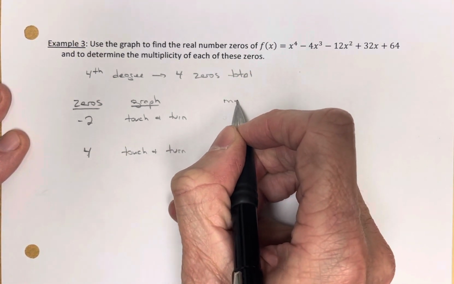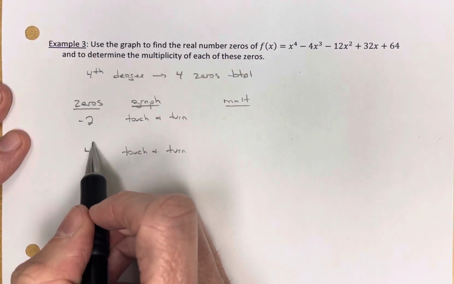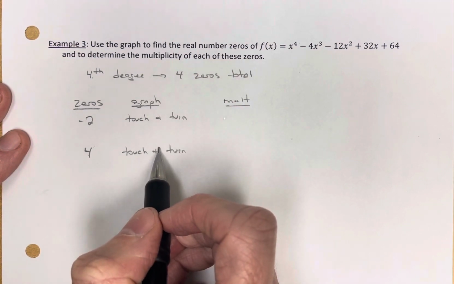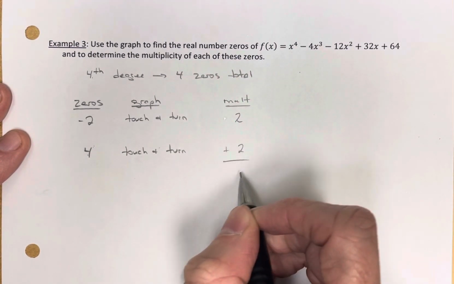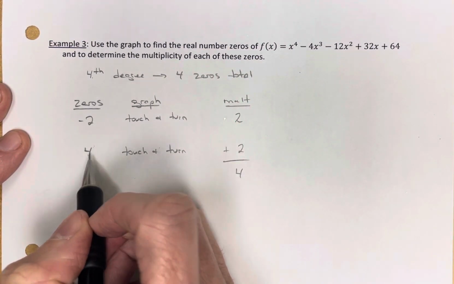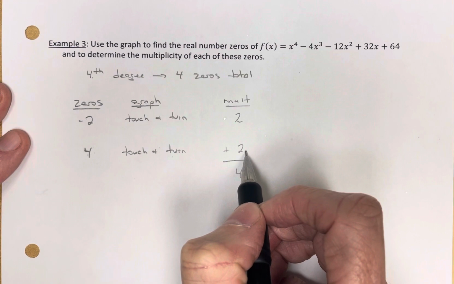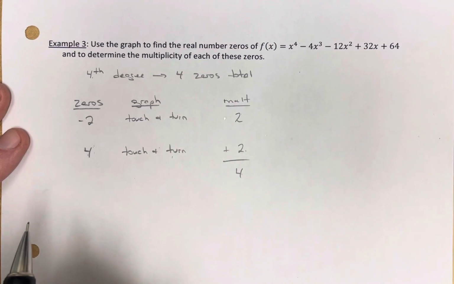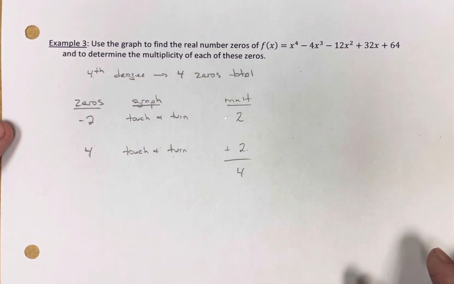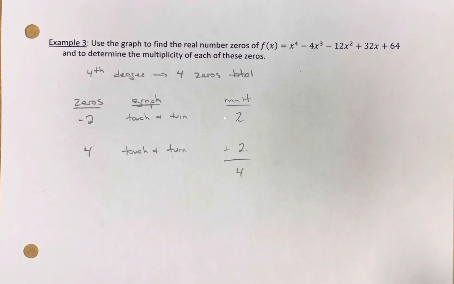Okay, so what is the multiplicity? Well, I have 4 zeros total. These are both even because they touch and they turn, so they are a minimum of 2. Well, that means they're both 2 because I have 4 total. Since they both are x-intercepts and they both are even because they touch and turn, the only way they can both happen and have a 4th degree is that they both have multiplicity of 2. So there you have it. Lots of work on graphs, multiplicity, and number of zeros equaling the degree of the polynomial.